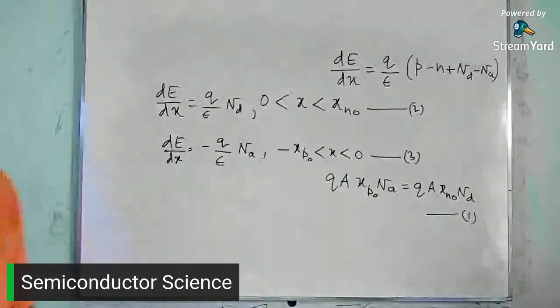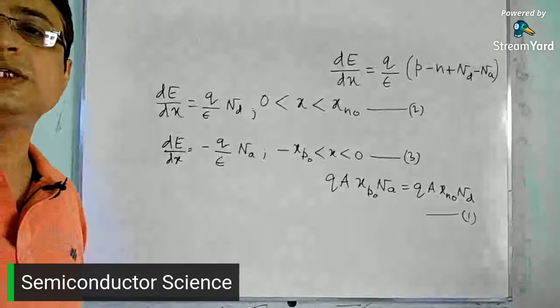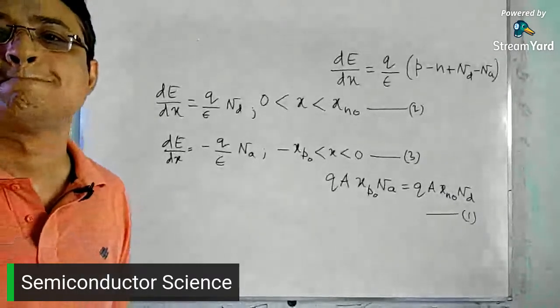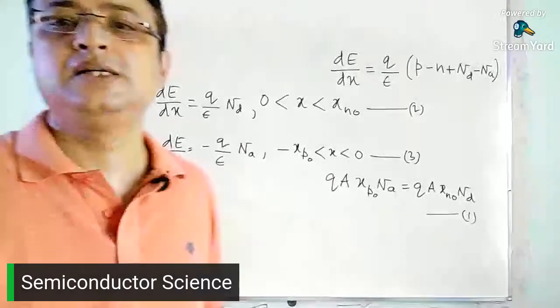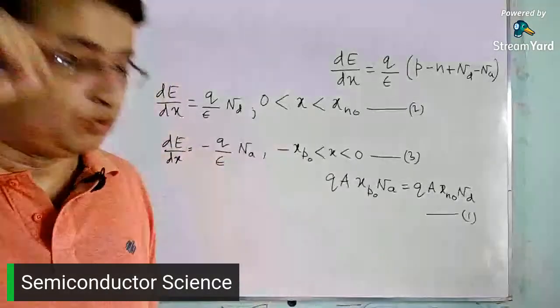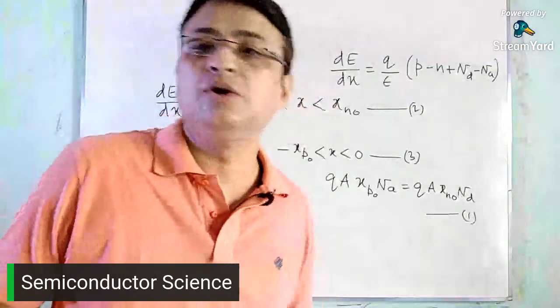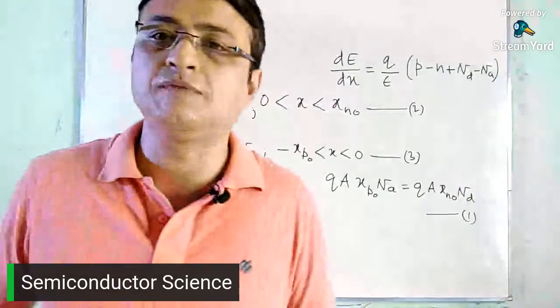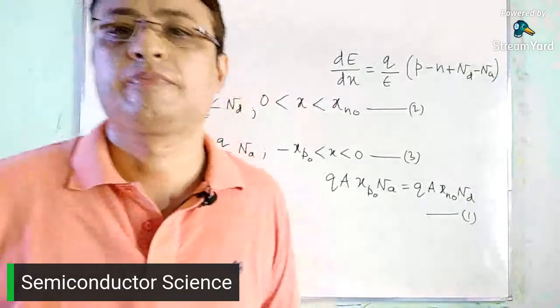Is it clear? These two equations, equation 2 and equation 3. What is small q and capital Q? Small q is the electronic charge and capital Q is the total amount of charge.